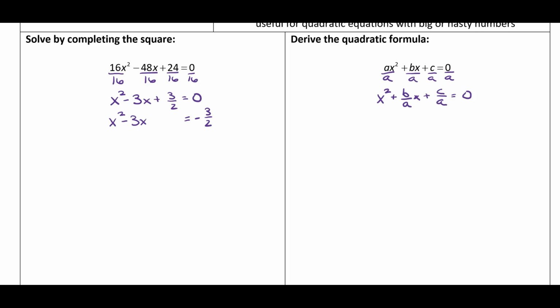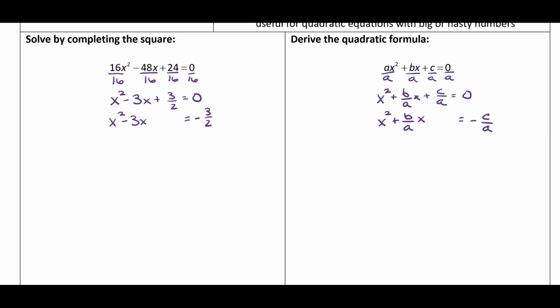Now with the deriving problem, we're going to do the same thing. We're going to move the constant over. So in this case, the constant would be the c over a. To move it to the other side, we're going to have to subtract. So we're going to have x squared plus b over a x equals negative c over a.